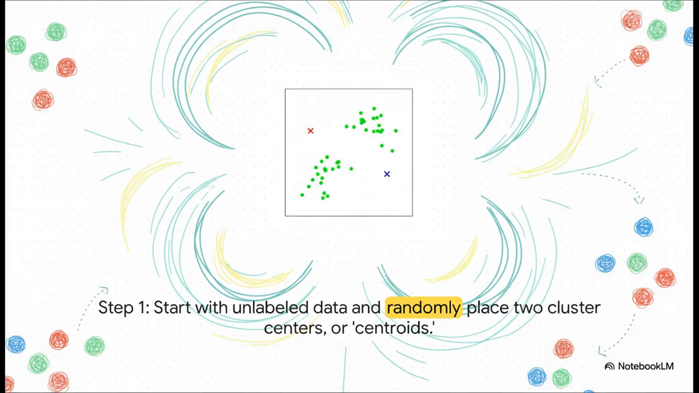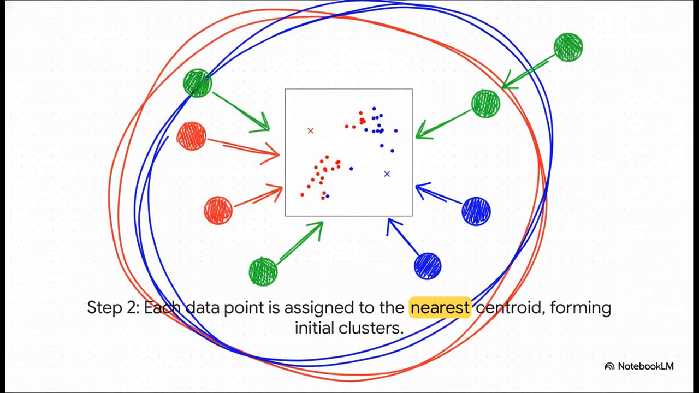We call these centroids, and you can see them here as the red and blue x's. Okay, for step 2, the algorithm looks at every single data point and asks a simple question. Which x are you closer to, the red one or the blue one? And then it just colors each dot based on the answer. And just like that, we have our first very rough guess at the clusters.